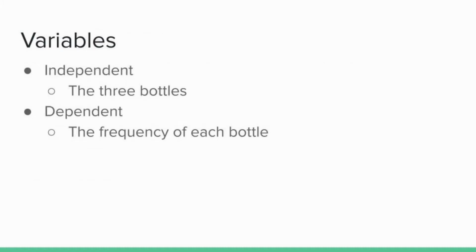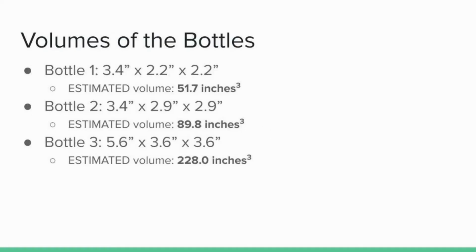Now that I have the background information settled, I want to go over what the variables are. The dependent variable is the frequency of each bottle, and the independent variable is the 3 glasses we had, which did not change throughout the entire experiment. We needed a way of measuring one glass versus another, and we determined that volume would probably be the best way of doing this. Bottle 1 had a volume of 51.7 inches cubed, Bottle 2 had a volume of 89.8 inches cubed, and Bottle 3 had a volume of 228 inches cubed.